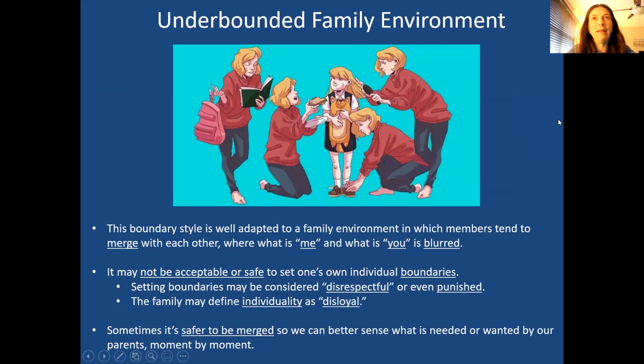We're going to start with underbounded. Okay, so what does that mean? It means that you tend to be a little bit more merged or enmeshed with other people. Okay, and as I mentioned earlier, chances are that was enforced in your family environment. You might have had a parent who was kind of like a helicopter parent who was on top of everything. And maybe it was unclear what it was that you wanted versus what it was that your parent wanted. So for example, let's look at this picture here. So there's a little girl, right?